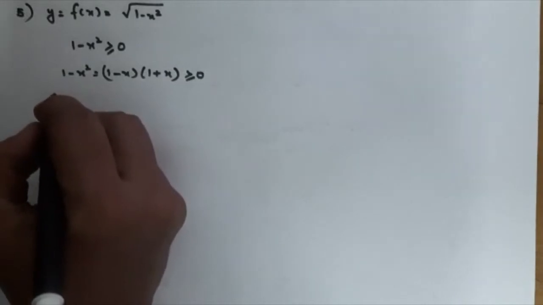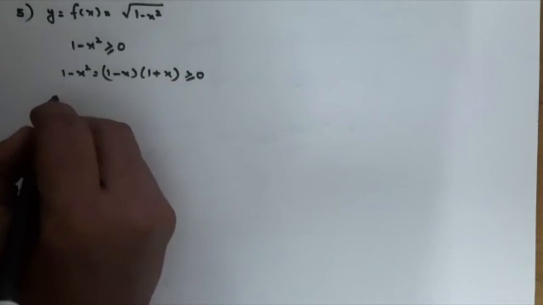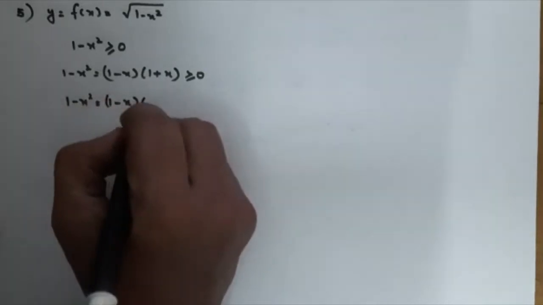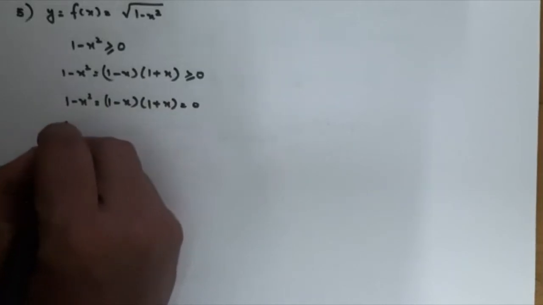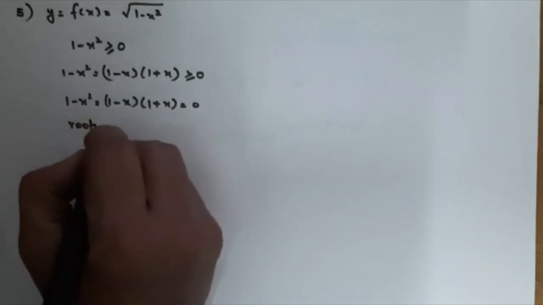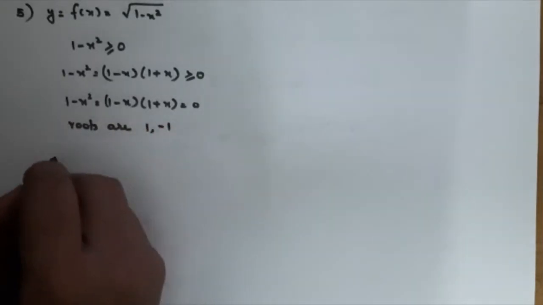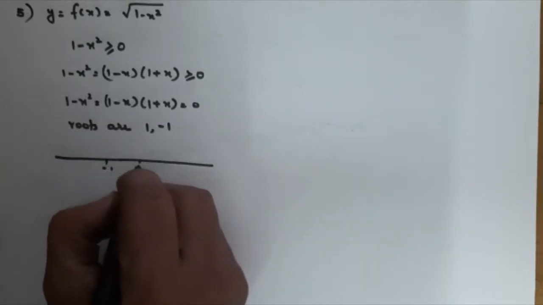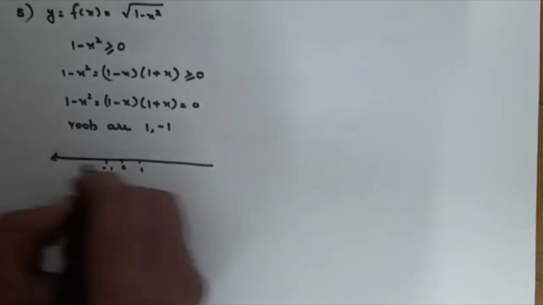We can find out the values of x satisfying this inequality in the following way. First, you take the respective equation. What is that equation? 1 minus x square equal to 1 minus x into 1 plus x equal to 0. What about the roots of this equation? Roots are 1 and minus 1. Now, you draw a real line with minus 1 and plus 1 on it. This is 0. Real line.